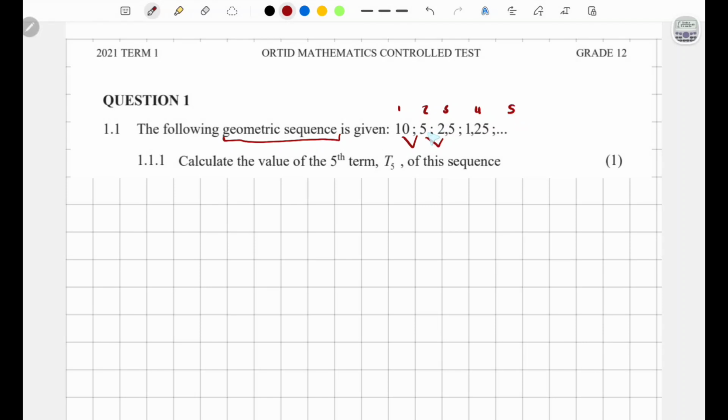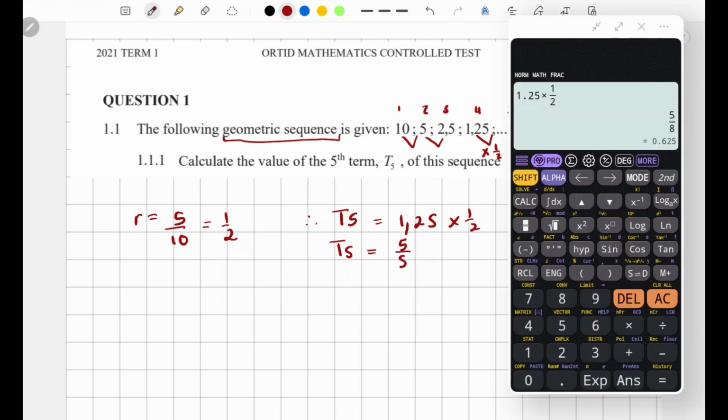The common ratio is found by saying term 2 divided by term 1. That simplifies to a half. So now we know the common ratio is a half. So it means that term 5 would be found by saying term 4 multiplied by a half. Term 4, which is 1.25, multiplied by a half, would finally give you term 5. And that answer is 5/8. Okay, moving on to the next question.